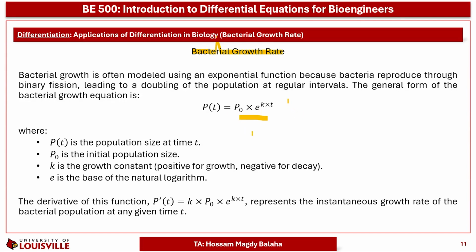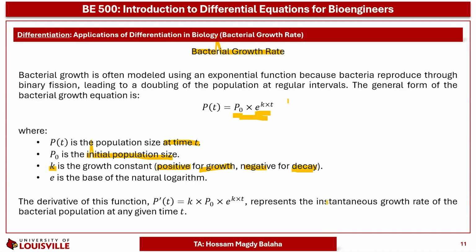So the general form of the bacterial growth equation is P0, which is the initial population size, multiplied by e to the power of k multiplied by t, and k here is a constant, or the growth constant. When it's positive, it's called growth, and when it's negative, it's called decay. So this is increasing and this is decreasing. e is the base of the natural logarithm, and P of t is the population size at a specific time t.